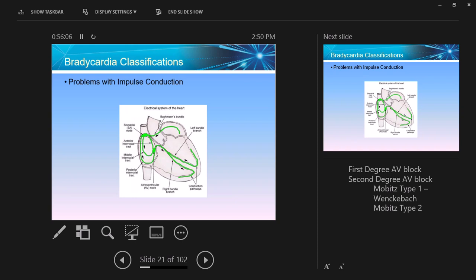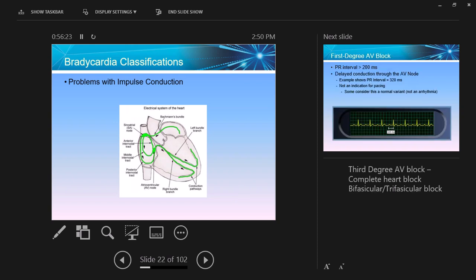Ryan, what set of rhythms should you already know that would be classified under problems with impulse conduction? Absolutely. So we have first degree, second degree type 1, second degree type 2, and third degree block. Okay, let's look at these really quickly. I'm not going to go back through and reteach you EMC 303. You already know that, okay?